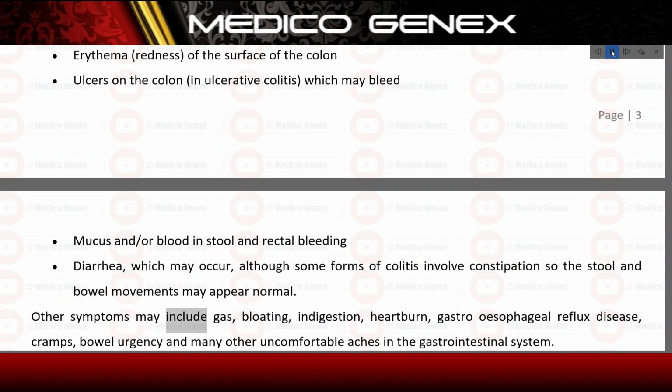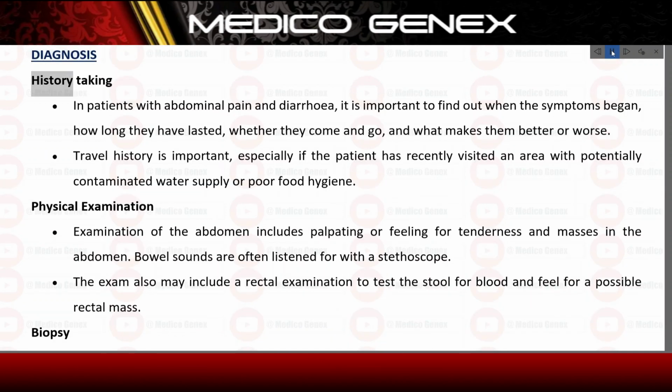Other symptoms may include gas, bloating, indigestion, heartburn, gastroesophageal reflux disease, cramps, bowel urgency and many other uncomfortable aches in the gastrointestinal system. Diagnosis. History taking. In patients with abdominal pain and diarrhea, it is important to find out when the symptoms began, how long they have lasted, whether they come and go, and what makes them better or worse.